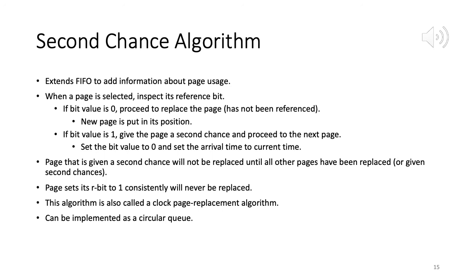A page that is given a second chance will not be replaced until all the pages have been replaced, or of course given second chances. Pages that set their R bit to 1 consistently will never be replaced. This is also called the clock page replacement algorithm, because we move in a circular fashion, and this can be implemented as a circular queue. So this is the second chance algorithm. In the next slide we'll see an illustration and then we'll wind up.